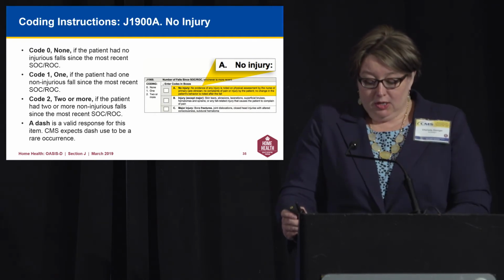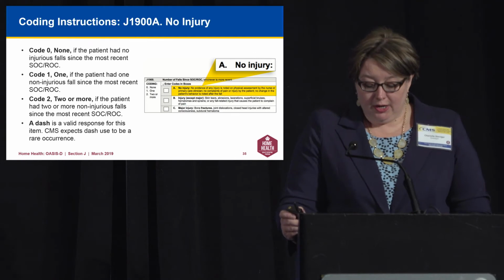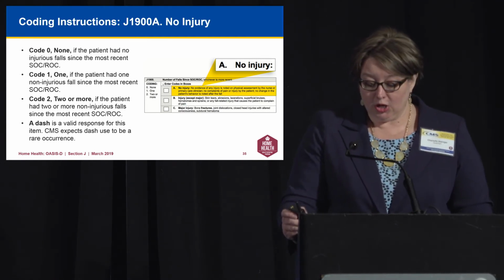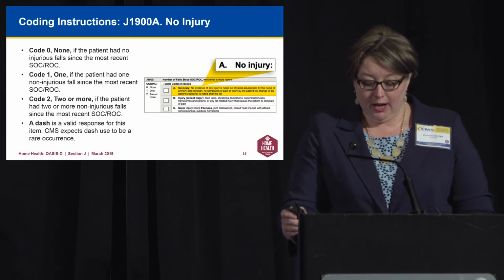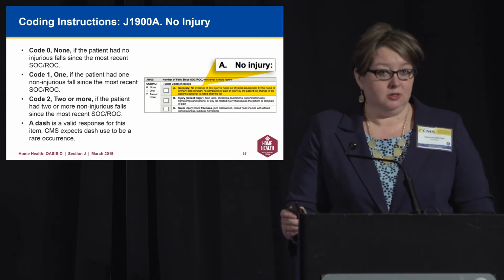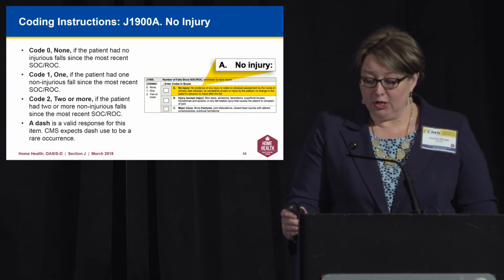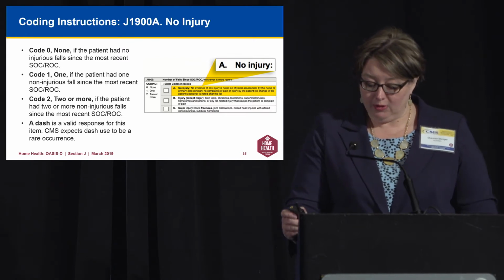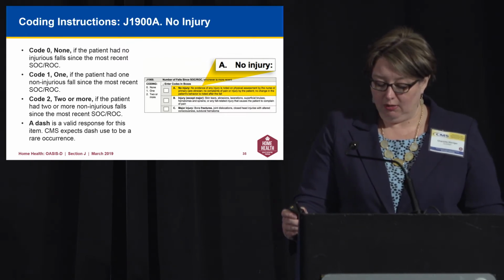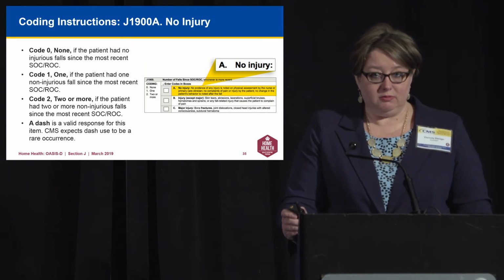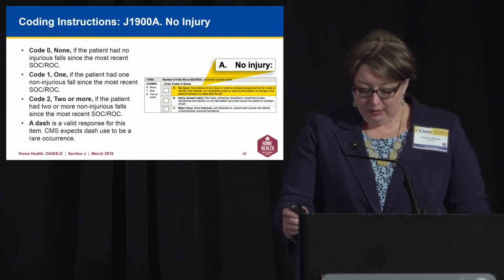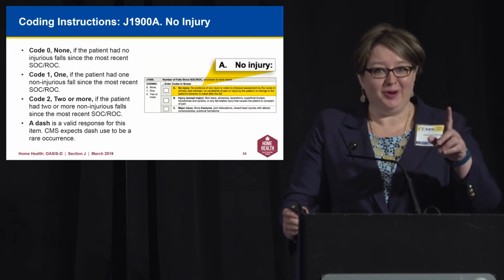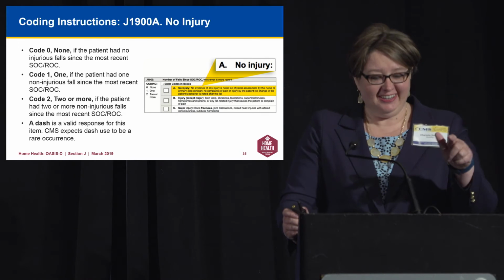Okay. So you're going to code 0, none if the patient had no injurious fall since the most recent start of care or resumption of care. You're going to code 1 if the patient had one non-injurious fall since the most recent start of care or resumption of care. You're going to code 2, 2 or more, if the patient had 2 or more non-injurious falls since the most recent start of care or resumption of care. And again, the dash is a valid response for this measure. And remember, you had at least one fall you're reporting on, so there's got to be something in there, right?